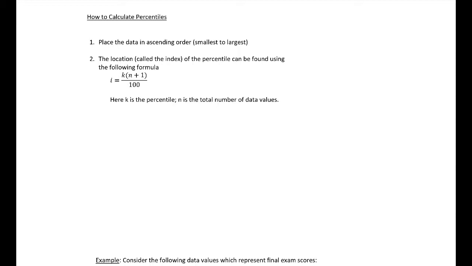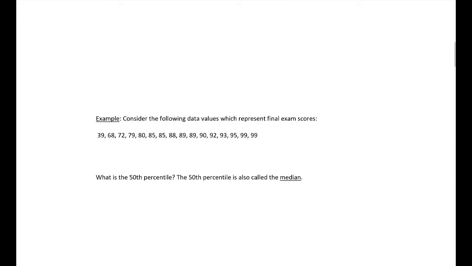As I'm sure you remember from when you talked about medians back in middle school, if the index was a decimal, specifically a 0.5, you had to take the average of the two data values on either side. We're going to have to do something similar in a second. So here we go. For example, consider the following data values which represent the final exam scores of students. We're in luck because the data is already in ascending order.